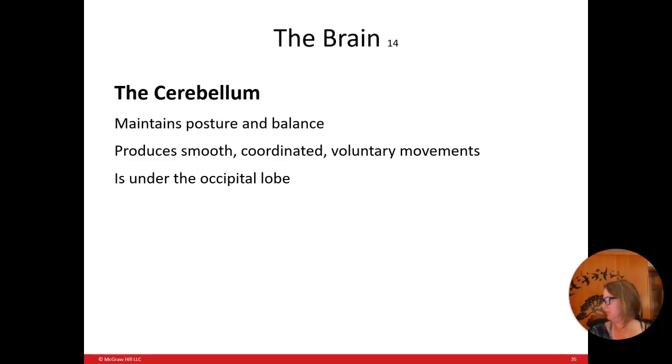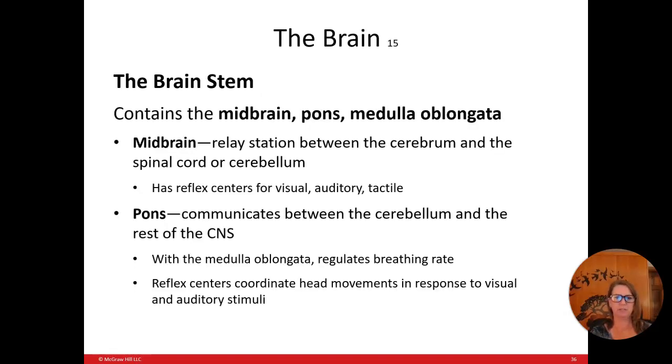So that mini brain in the back is responsible for posture and balance. So that's pretty straightforward there.